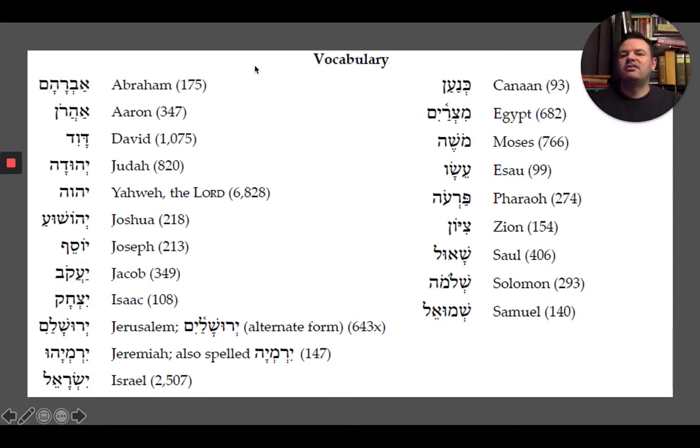The next one is Aharon, Aaron. The next one is David. The next one is Yehuda, Judah. There's no J sound in Hebrew. That's come to us as we've transliterated it and then moved it into other languages. So Yehuda.